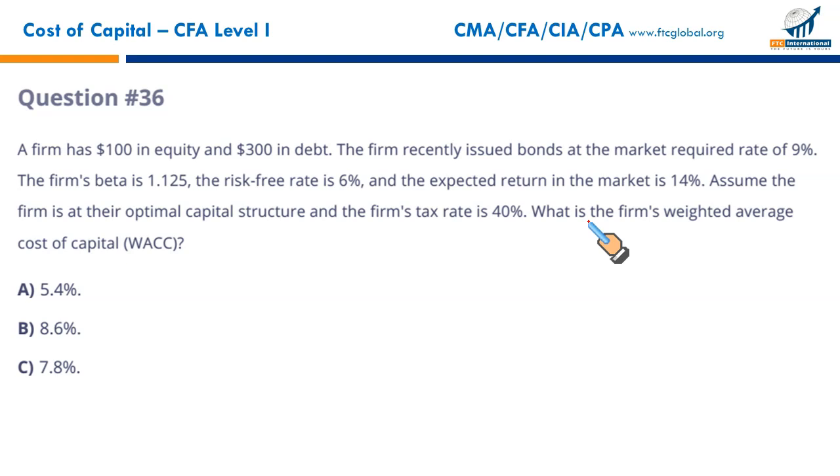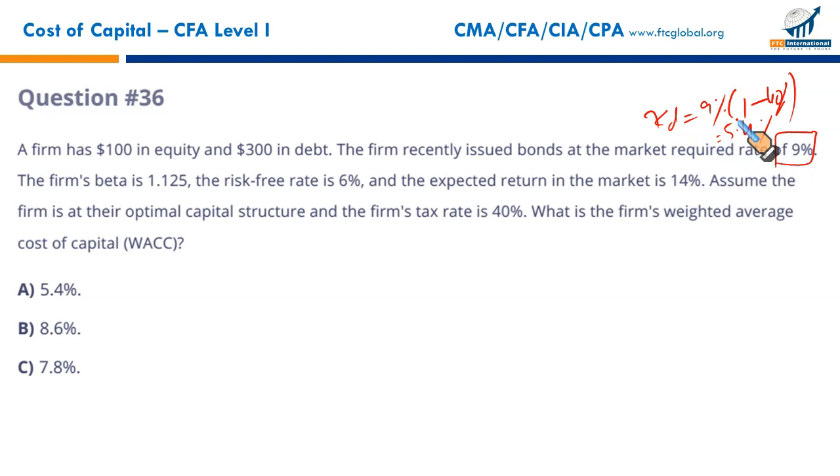Okay, we have been given the cost of debt as 9%, which we will need to convert into after-tax basis. Let's do it right here. Cost of debt is equal to 9% times (1 minus tax rate). Tax rate is 40%. So 9 times 0.6 is 5.4. This is the cost of debt.